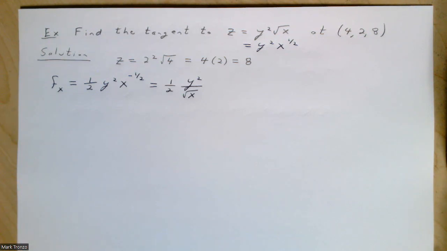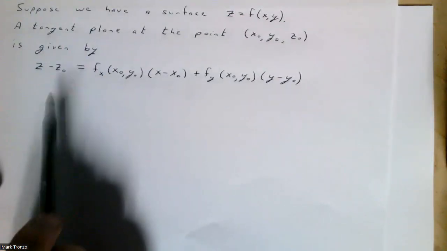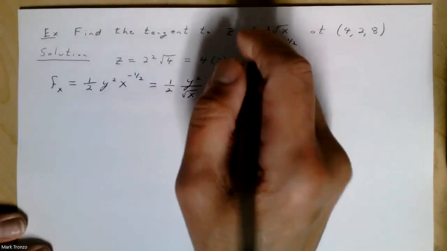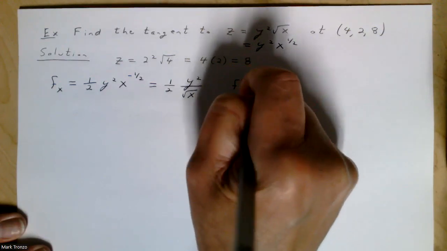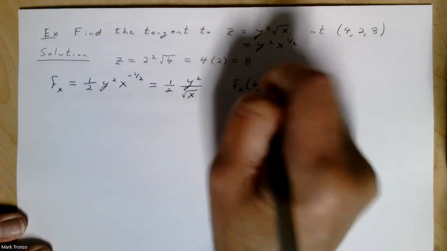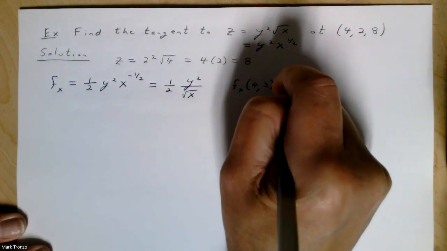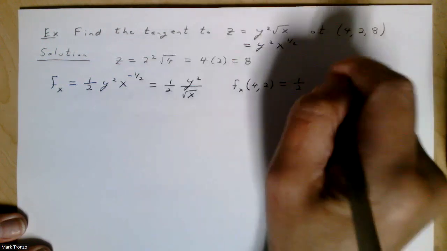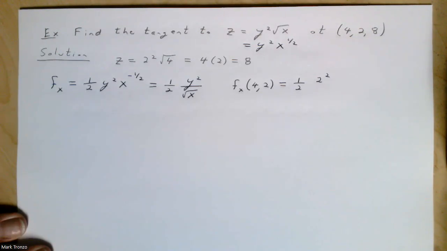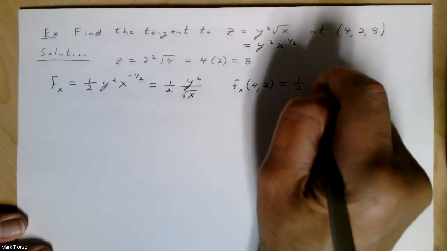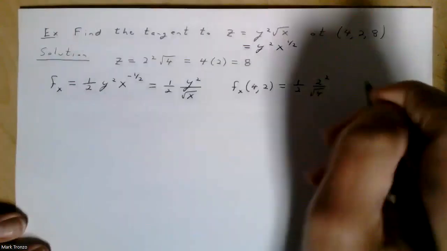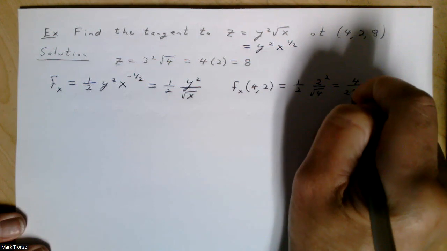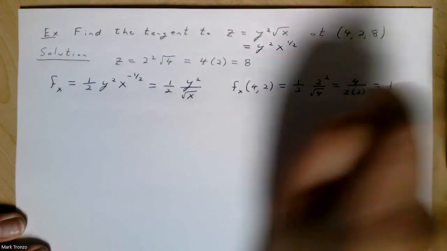Now remember, for our equation for the tangent plane, we need to evaluate that derivative at x naught, y naught. So let's evaluate it at x naught, which is 4, and y naught, which is 2. This is going to be 1/2 times 2 squared over the square root of 4. This is 4 over 2, since the square root of 4 is 2. Looks like that's going to be 1.